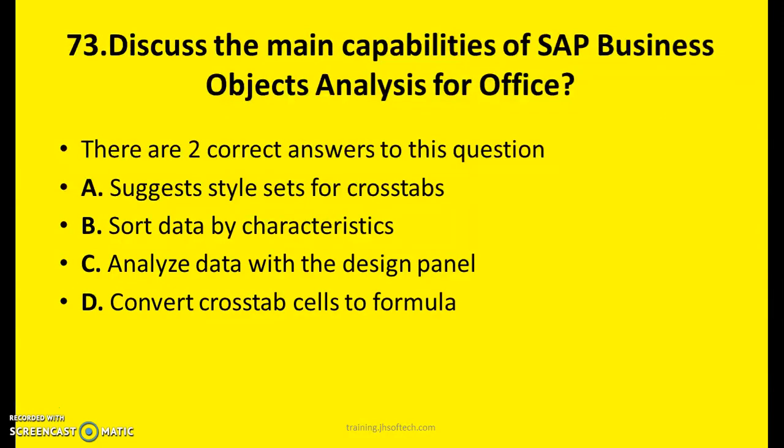73rd question, discuss the main capabilities of SAP Business Objects Analysis for Office. The two right answers for this, we have to select both the right answers. A, suggests style sets for crosstabs. B, sort data by characteristics. C, analyze data with the design panel. D, convert crosstab cells to formula.